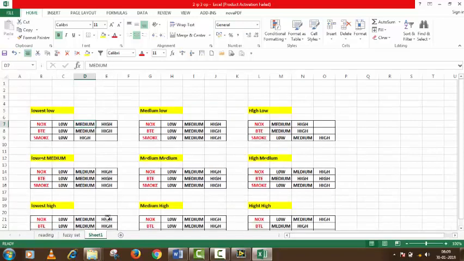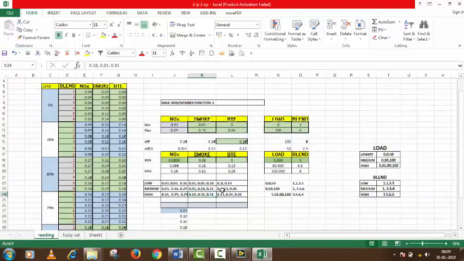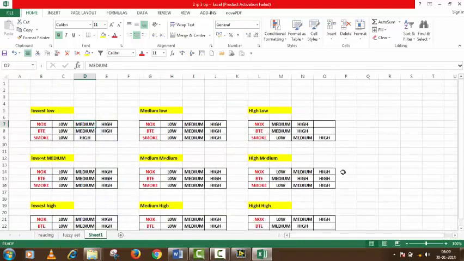Similarly, you have to repeat the same process. For example, we can see the smoke also, 0.12, 0.26. It covers low and medium because 0.12 lies here. So low, medium will be there. 0.26 lies here, so low, medium, high will be there.